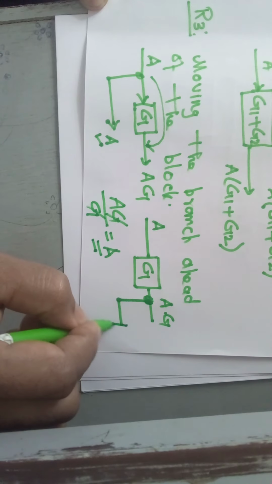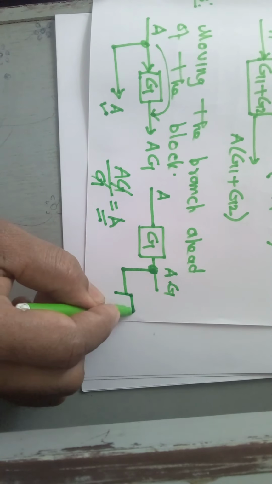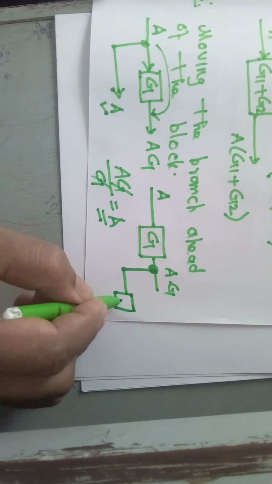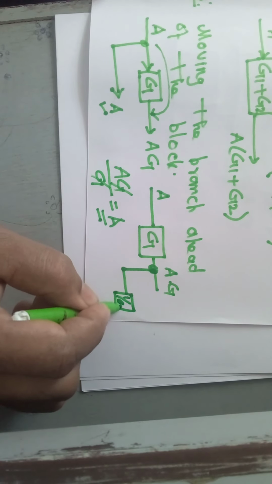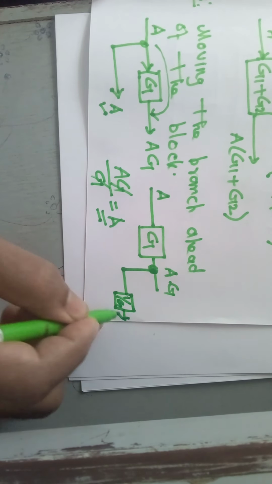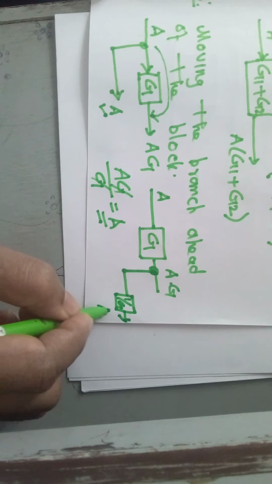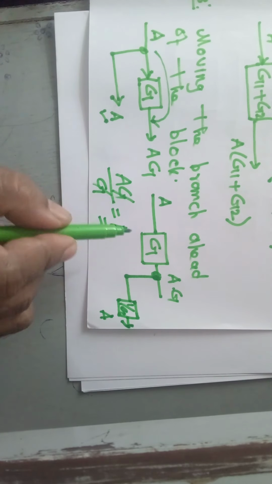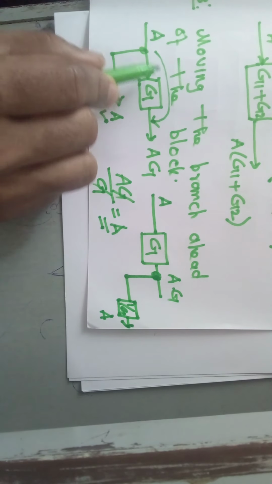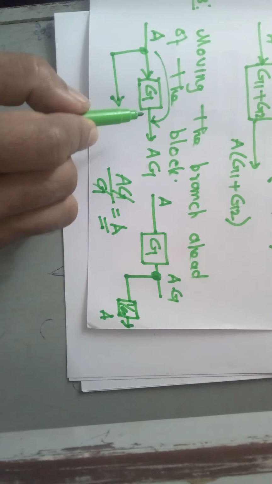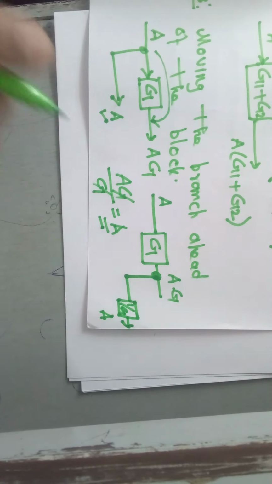So you need to add another gain block with gain equal to 1 by G, right? Now the output will be equal to what? A. Understood? This is the rule to move a branch point ahead of the block. Understood? So now we have seen three of the block diagram reduction rules.